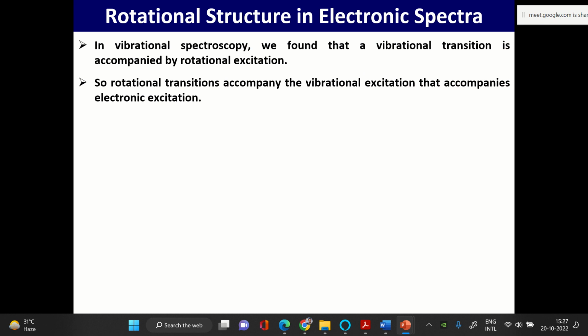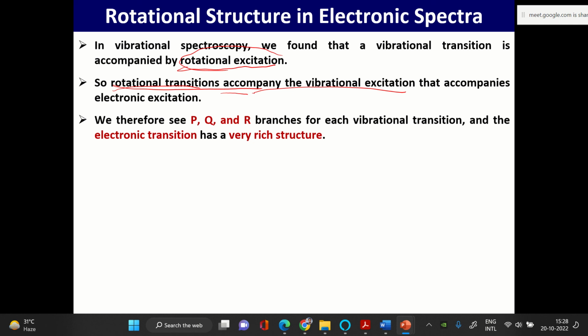In vibrational spectroscopy, earlier we found that vibrational transitions were accompanied by rotational excitations. Now what we are seeing here is that the electronic spectrum is associated with vibrational transitions, and each of these vibrational transitions will also have accompanying rotational transitions. So overall, you will have the electronic excitation, with vibrational excitation, and with every vibrational excitation there will be rotational transitions also.